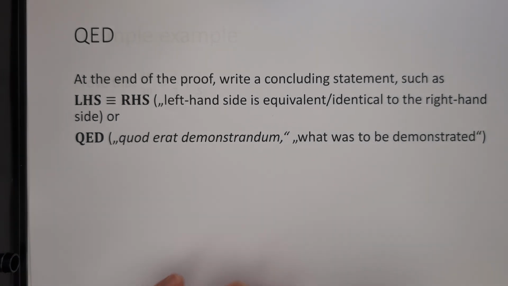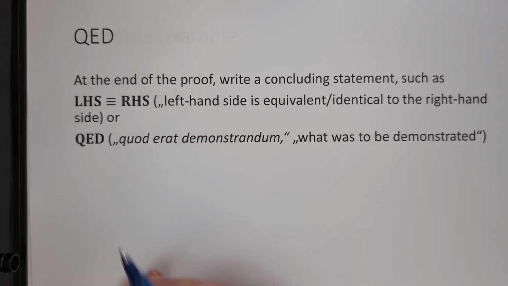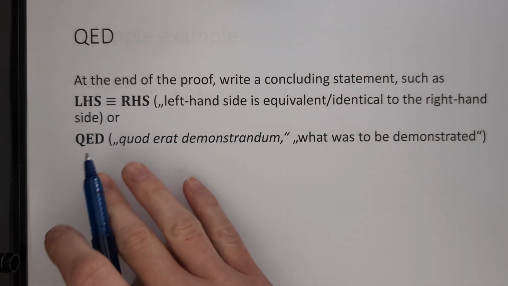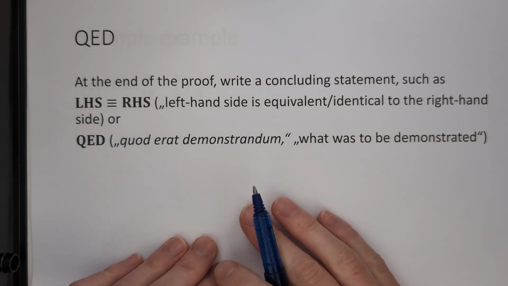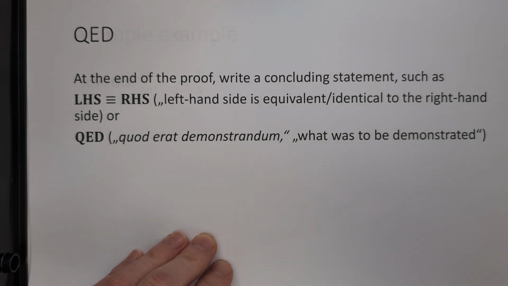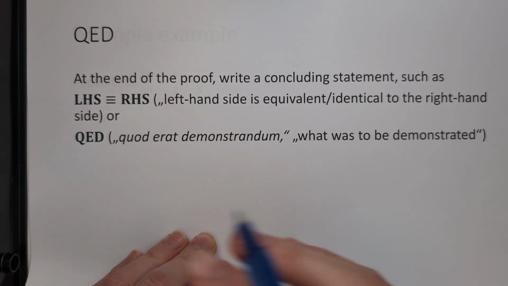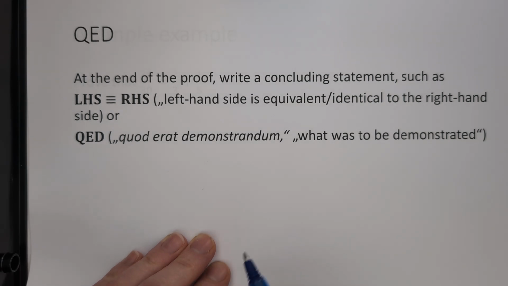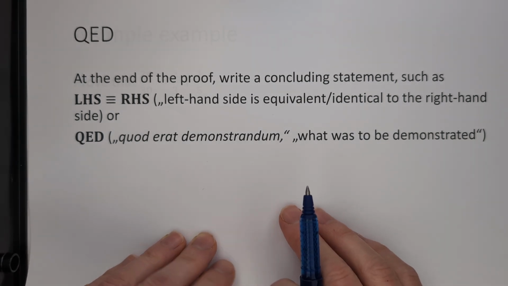At the end of these, you should write a concluding statement, whether it's a sentence that the left-hand side is equivalent to the right-hand side, or QED, this Latin phrase that I'm not going to try to pronounce, meaning what was to be demonstrated. This does the thinking for the reader that the proof is then done and you have shown equivalency or the identity to be true, for example.